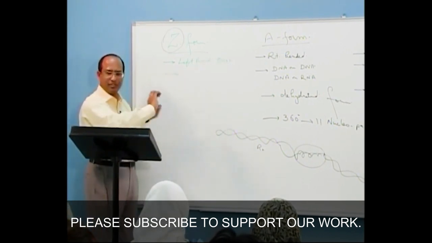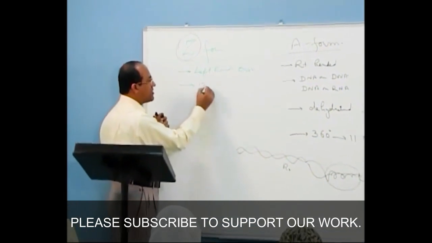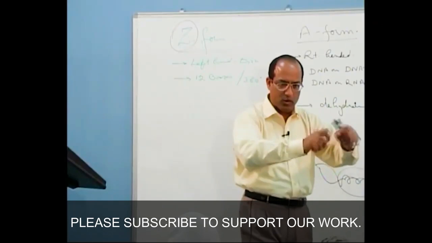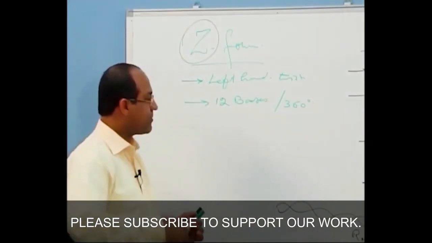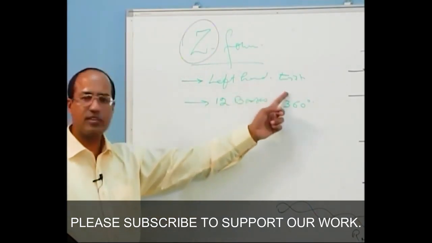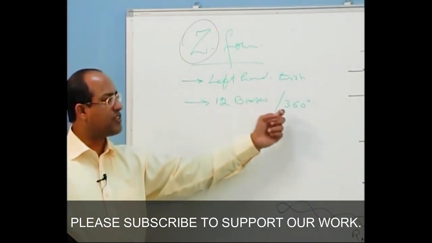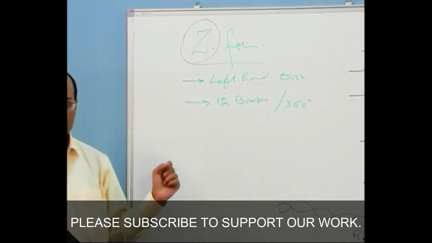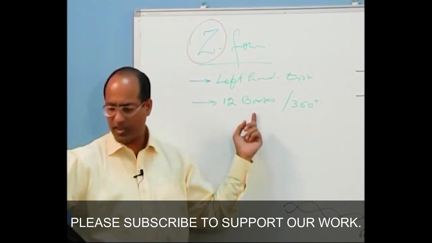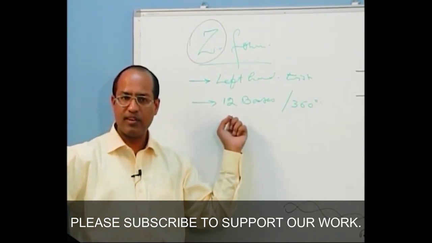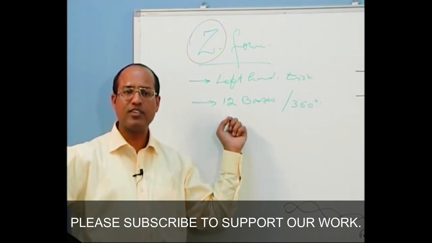Number two, it is really tight. There are 12 bases, nucleotide bases, per turn. Now, we were talking about Z form. These are left-handed twists. There are 12 bases per 360 degree. Any one turn has 12 bases, right? And wherever this configuration is present, the DNA strand undergoes zigzag arrangement.